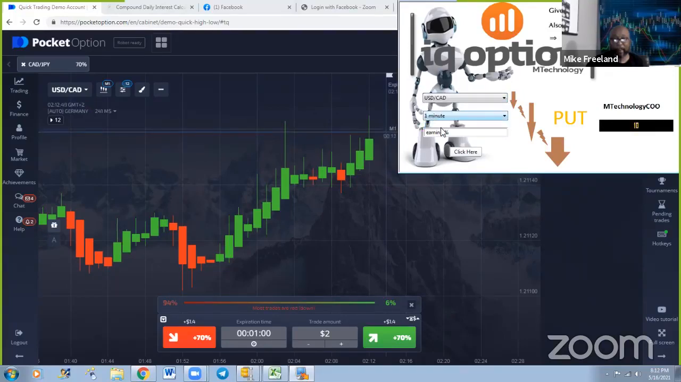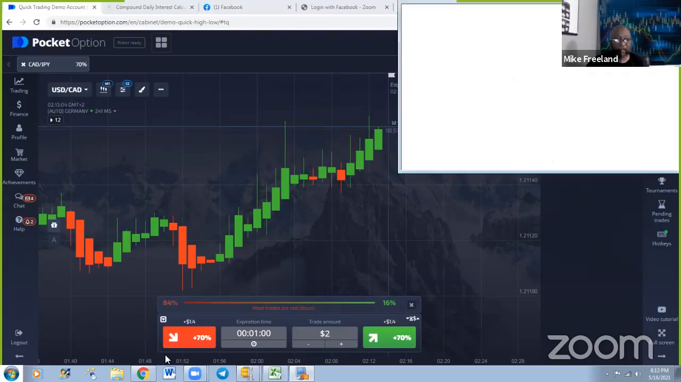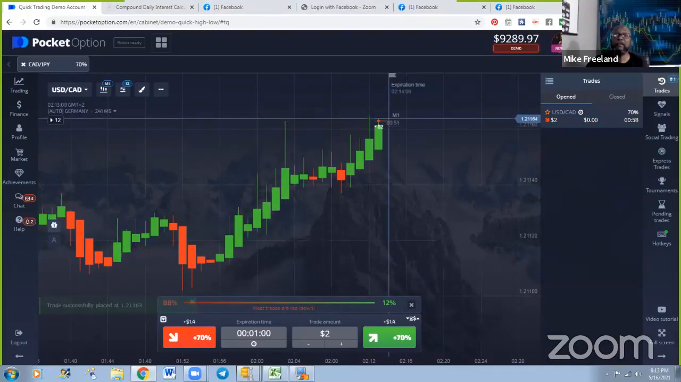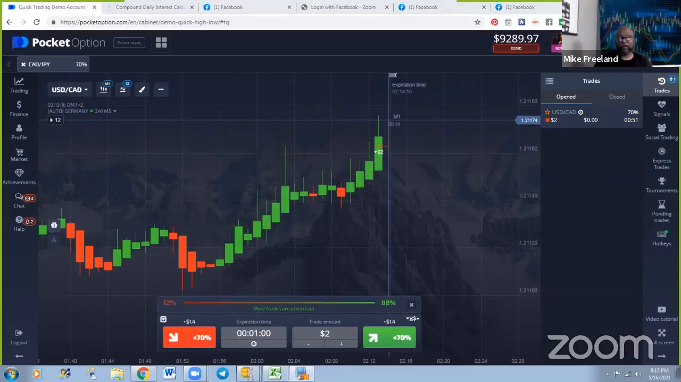For USD CAD, the earning is 70%. Okay, I'm going to go ahead and click. It's working, but if I did it off screen, it's saying do another put. I'll take it off the screen. Now this candle mostly is shooting way up, but you've seen that happen before, and it came all the way back down, and I won the trade.